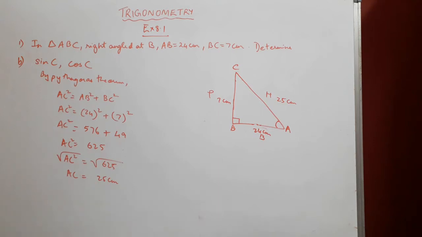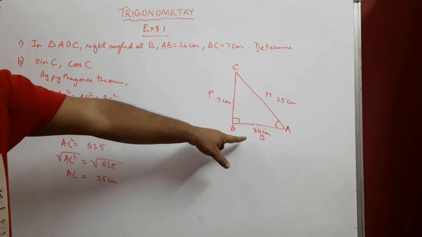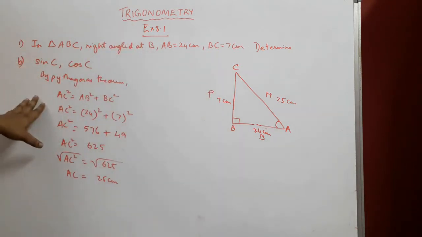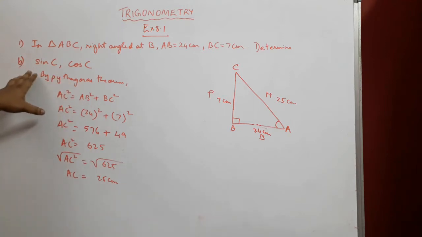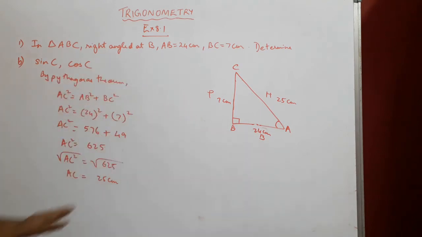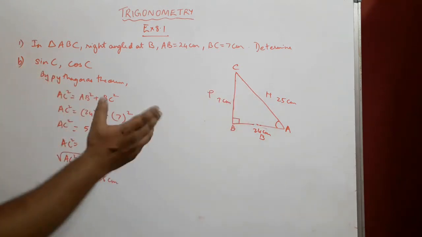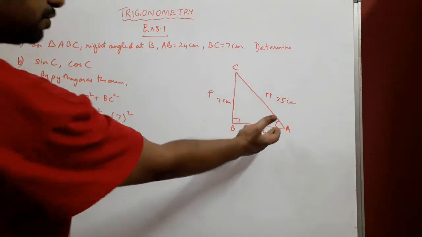Our next problem is sine C, cos C with the same condition, that is a triangle ABC, right angled at B, with AB equal to 24, BC equal to 7 centimeters. So we need not find the hypotenuse once again, same working, except the angle now is different. So we will not change the triangle, because I want you to see how we solve a problem with our angle not always over here.